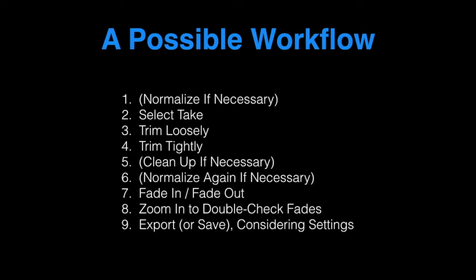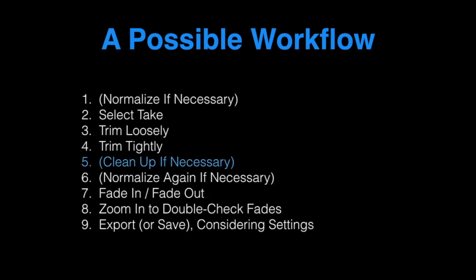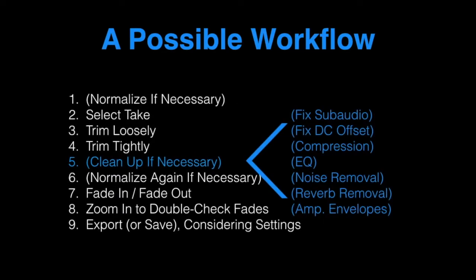Once we've trimmed, then is the time to do any cleanup that we might want to do. I'm not going to do any of that in this video, but I include fixing sub-audio, DC offset, doing compression, and EQ if you want to. Again, every process that you apply is going to reduce the fidelity of your sample. So make sure that each process you apply improves your sound. If your sample isn't already normalized when you're done with the cleanup, it's a good time to normalize it again. And then we do our fade-ins and fade-outs.